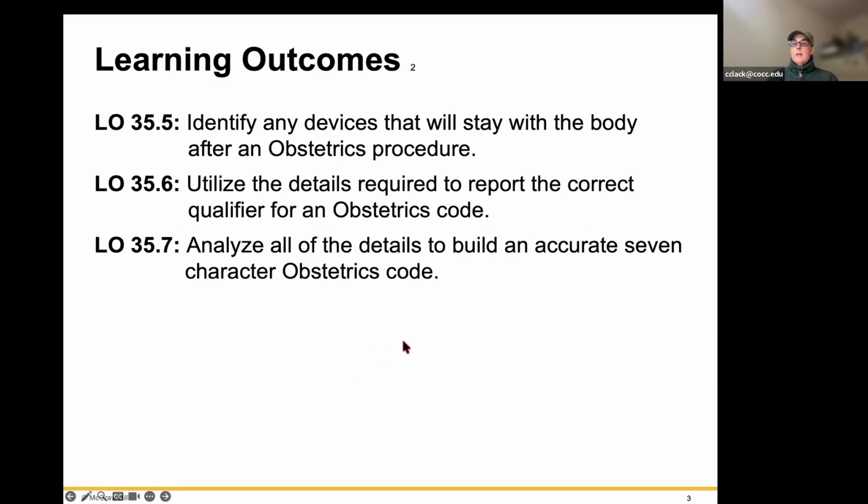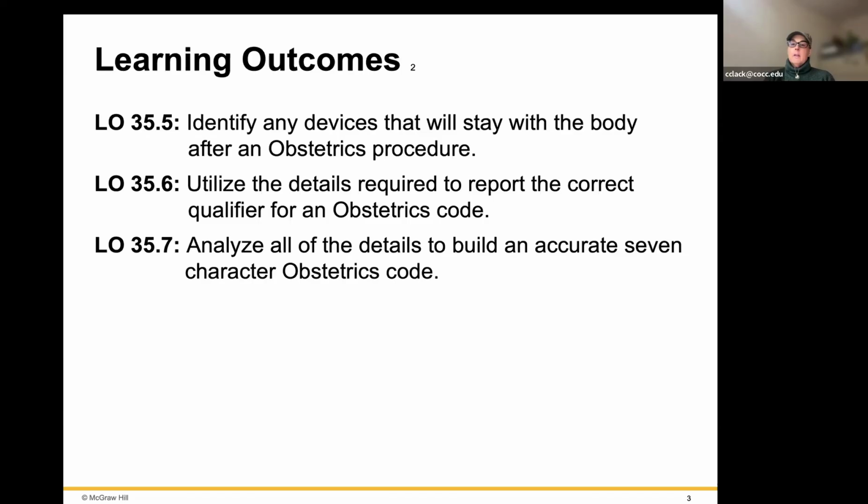You're going to learn how to identify when a device is reported in obstetrics. The rule stays the same. We learned about the devices in the previous chapters, and that is we only code a device if it remains in the patient after the procedure is over. So we're looking for things left in place at the end of the case, not temporary instruments used during the procedure, not drains. We're not looking at that.